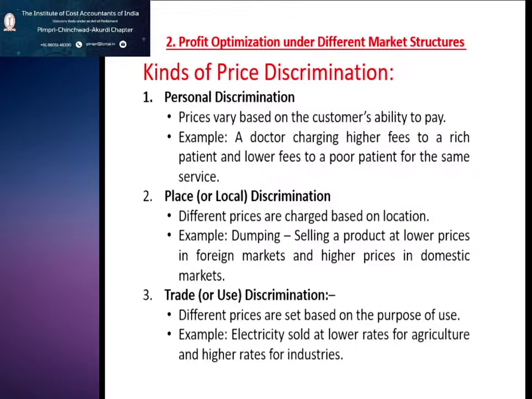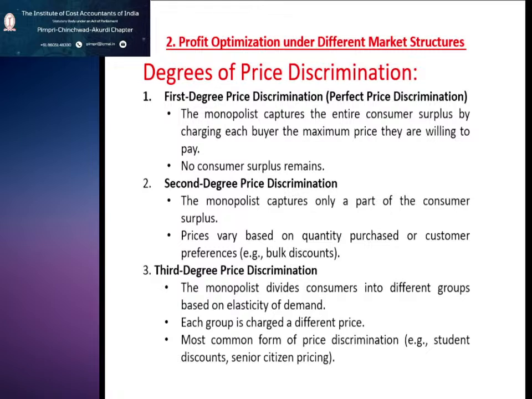Example, electricity is sold at lower rates for agricultural purposes and at higher rates for industry purposes. The degrees of price discrimination: there are 3 degrees. First degree price discrimination is perfect price discrimination, where the monopolist captures the entire consumer surplus by charging each buyer the maximum price they are willing to pay.